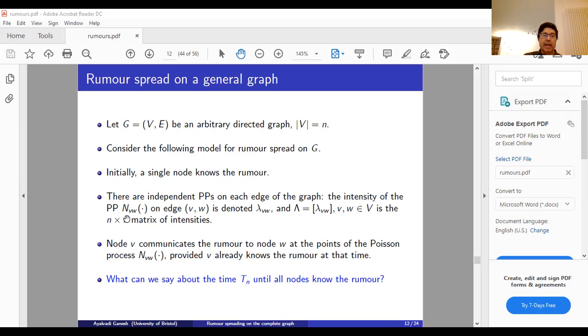And they encode when the communications happen. So node V communicates with node W whenever there's an increment or a jump in the Poisson process N sub VW, when the count on that process increases by 1. So N_VW is counting the number of communications between V and W, if you like. And every time it increases by 1, there's one more communication from V to W. If V knows the rumour at this time, W learns it. If V knows nothing, the communication is wasted. If W already knows the rumour, again, the communication is wasted.